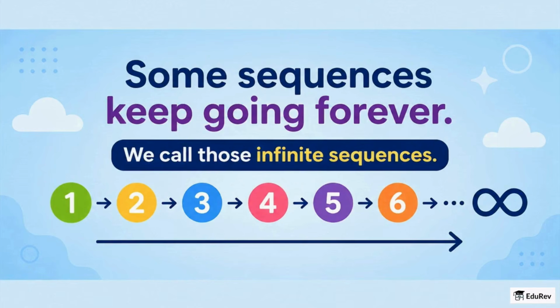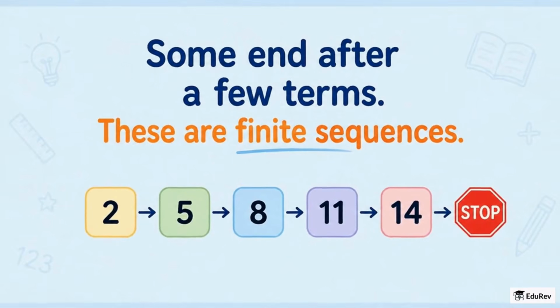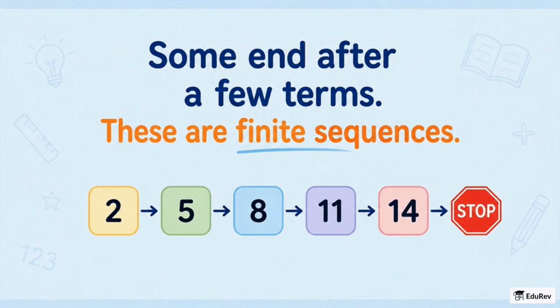Some sequences keep going forever. We call those infinite sequences, like natural numbers. Some end after a few terms, and those are finite sequences.